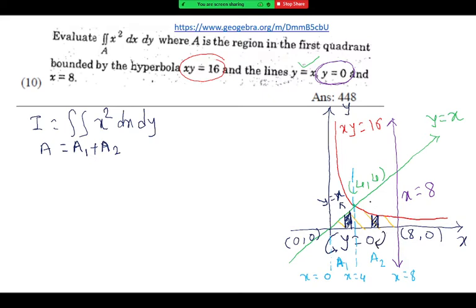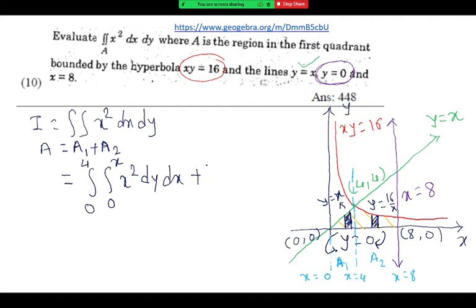The upper end will vary on y equal to 16 upon x. Correct, 16 upon x. So that is the end of getting the limits. Now I will write the double integration: the integral of x square dy dx. This is for region 1, and for region 1 the limit of y first is 0 to x, and the outer limits of x. What is the minimum and maximum value of x over region A1? 0 to 4. Correct answer. Good.